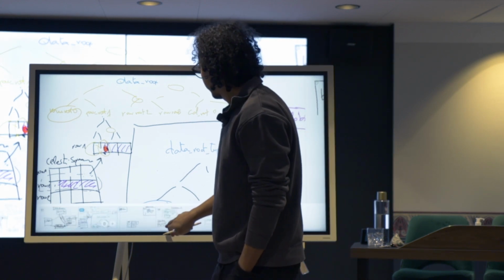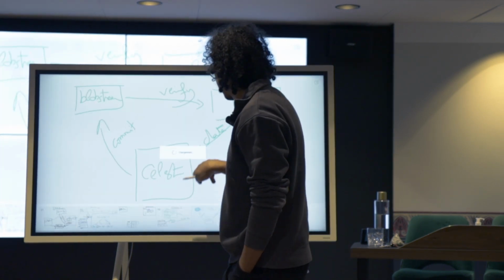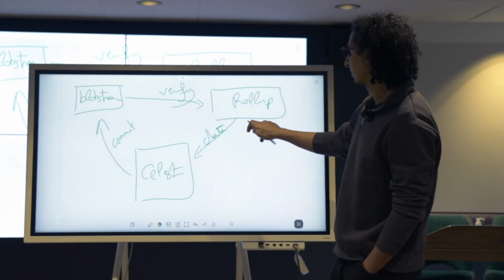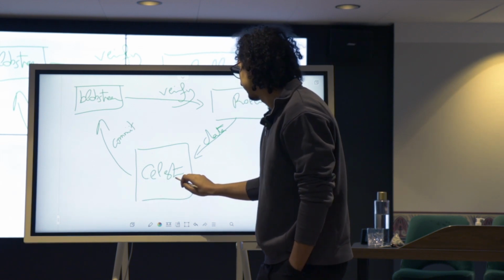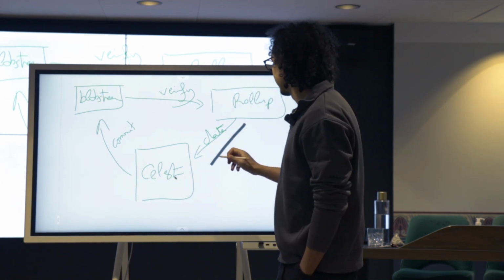Okay, so we can go over this. For example, we assume we have a certain transaction here, and we have some block data here that is being sent to Celestia.